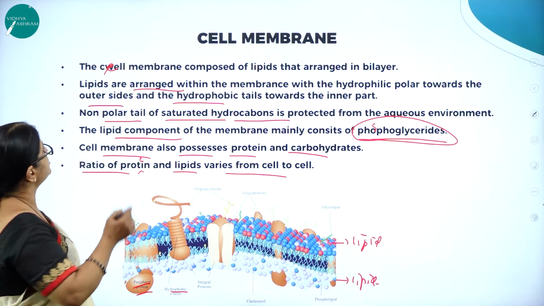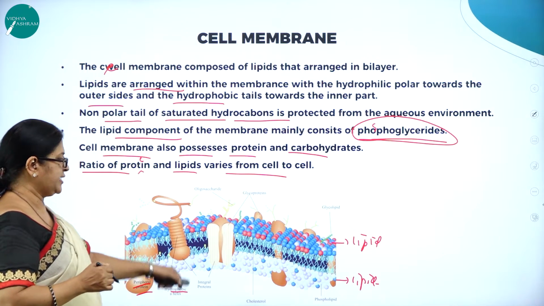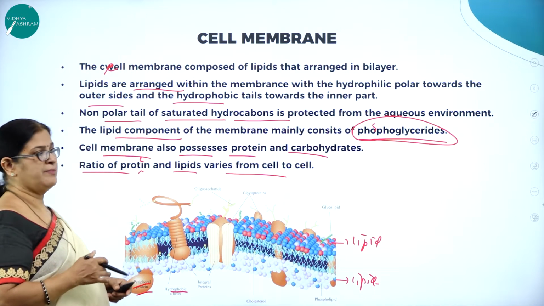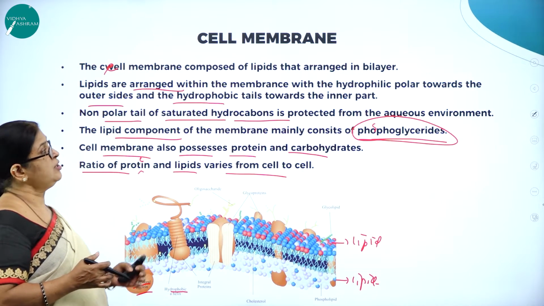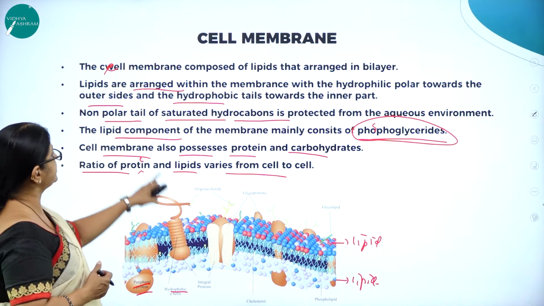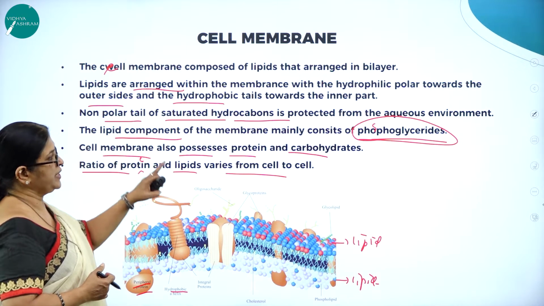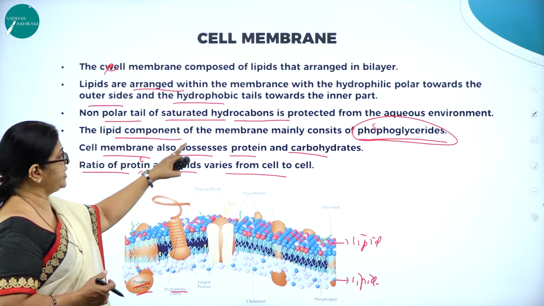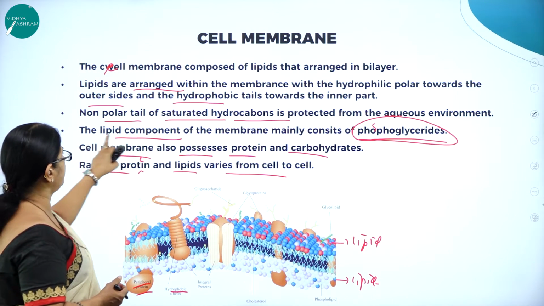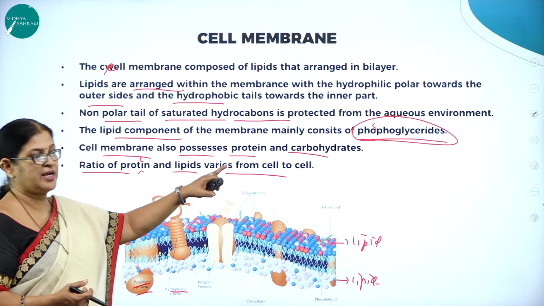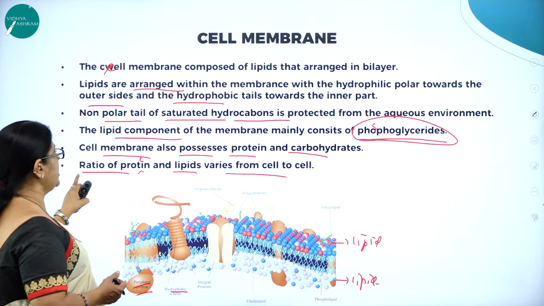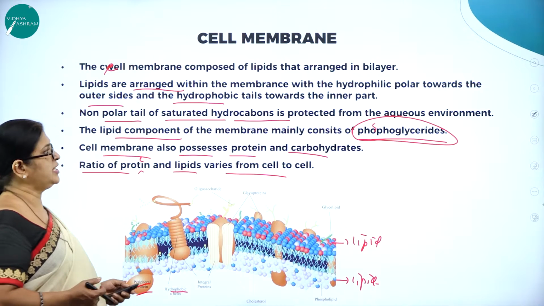So the cell membrane is composed of lipids that are arranged in bilipid layer. Lipids are arranged within the membrane with the hydrophilic polar heads towards the outer side and the hydrophobic tails towards the inner part. The non-polar saturated hydrocarbons are protected from the aqueous environment. The lipid component of the membrane mainly consists of phosphoglycerides. Cell membrane also possesses protein and carbohydrates. The ratio of protein and lipids varies from cell to cell.